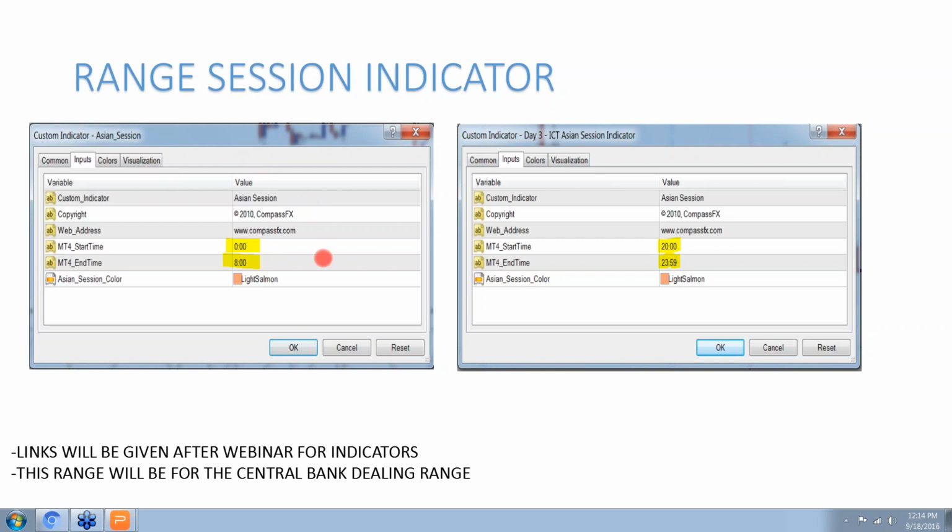The general settings once you open the indicator are going to be these time slots. So you have 0 GMT and 8 GMT. You're going to want to change that to 20 GMT and 24 GMT. Now I'm going to be explaining why you're going to want to look at these times specifically. And once again, the links are going to be given out after the webinar. This range for these time periods is going to be the central bank dealing range. So I'm going to be explaining basically what's going on during that time and how the central bank is manipulating price in order to grab liquidity and seek liquidity to continue its overall move.